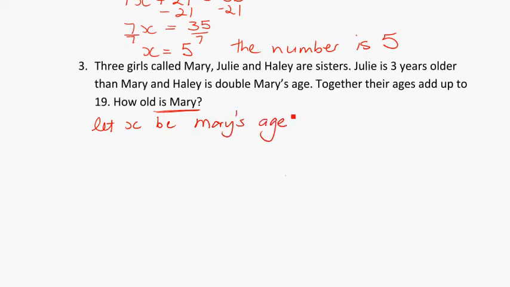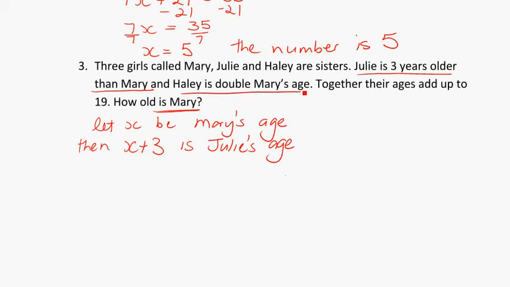Now we also need the other ages in terms of x. And so we go back and read it. Julie is 3 years older than Mary. So if x is Mary's age, then x plus 3 is Julie's age. And they'll give you enough information to solve the problem. Haley is double Mary's age. How do you do double? 2x. 2x is Haley's age. Okay, we've set it up now, and then we can write the rest of the equation.